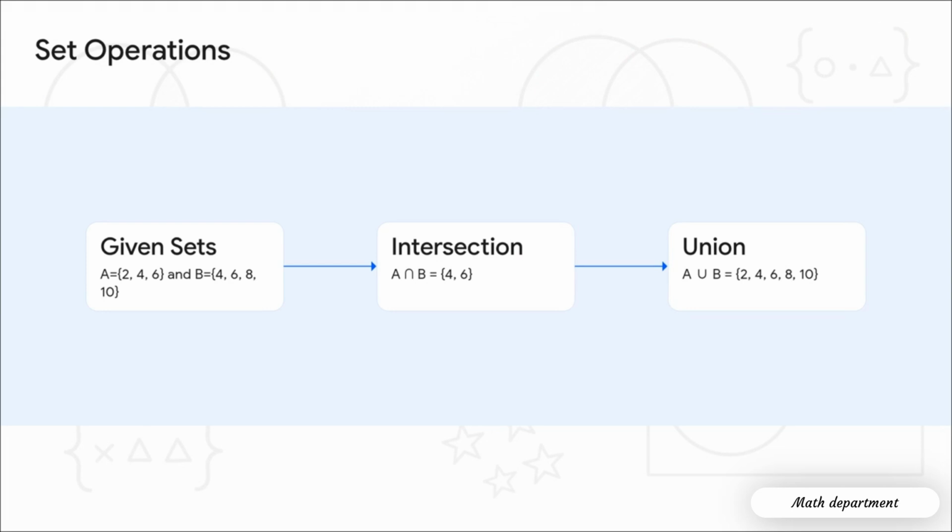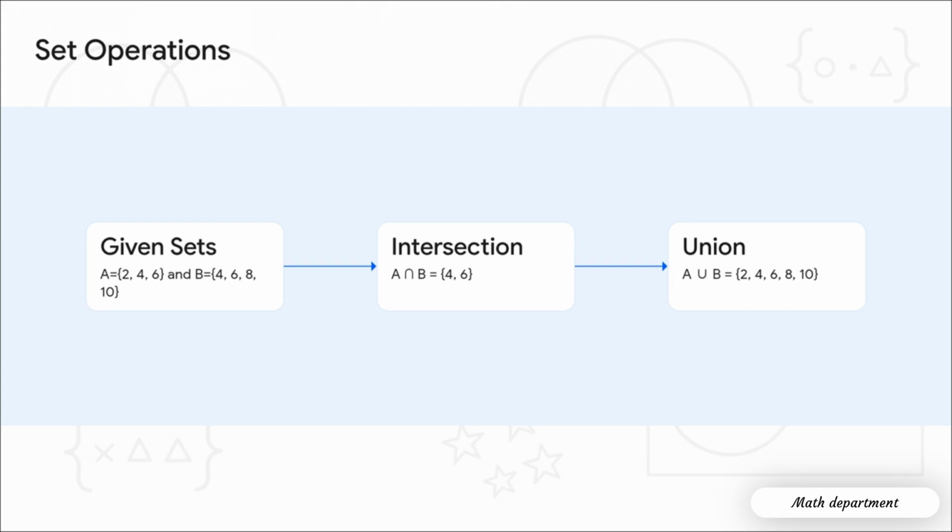Watch closely as we handwrite the solution to an operations problem together. We have set A with 2, 4, 6, and set B with 4, 6, 8, 10. Let's do the intersection first. Look at the two lists. What numbers are in both? Well, I see a 4 in set A and a 4 in set B. Let's write that down. I also see a 6 in set A and a 6 in set B. So our intersection is simply the set containing 4 and 6.